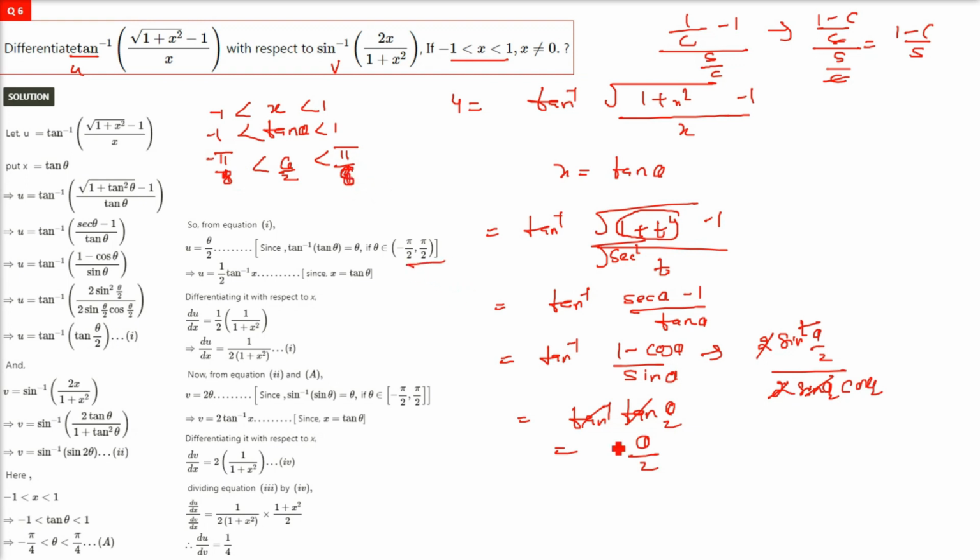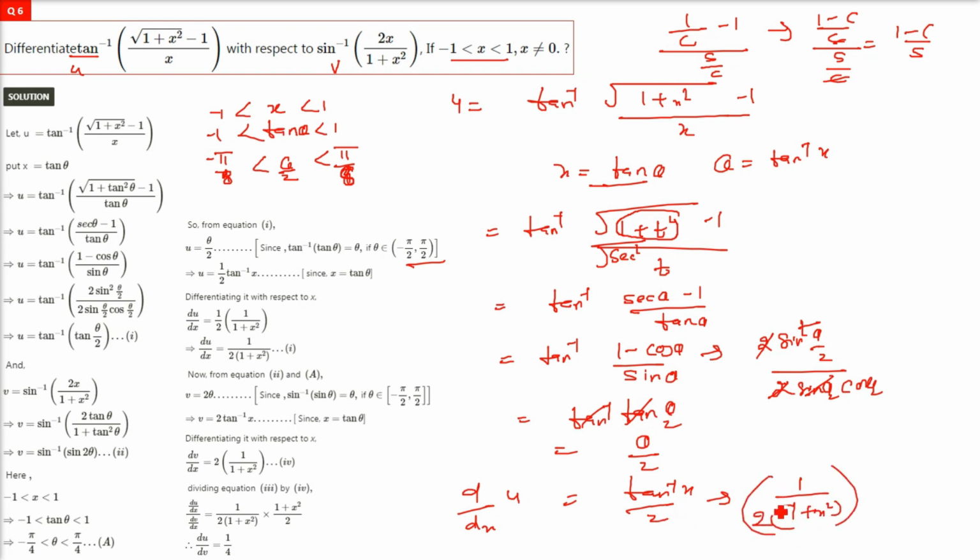Alright. So theta by 2, theta you already know from here. If x is tan theta, theta is going to be tan inverse x. So just write tan inverse x here divided by 2. And this is u. So du by dx you have to find out. So the derivative of tan inverse is 1 by 1 plus x square, and this 2 is in the denominator. Alright. So du by dx. This I am going to use in a short while.